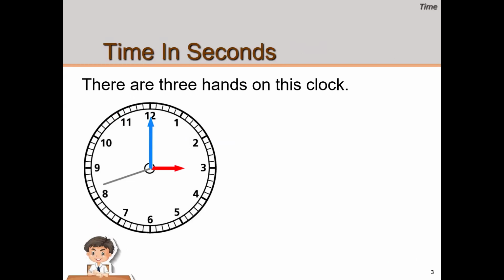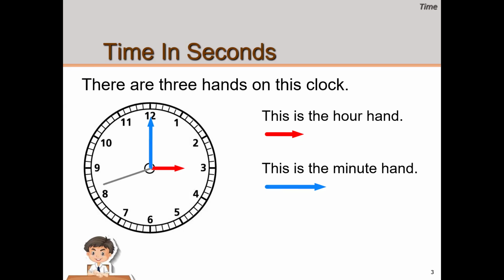So, time in seconds. You must have seen a watch or a wall clock. There are three hands on this clock. You can see the blue one, the red one, and the black or gray one. The blue one is representing the minute hand, the red hand is representing the hour, and the gray one is representing the seconds. This is the hour hand, this is the minute hand, and this is the second hand.